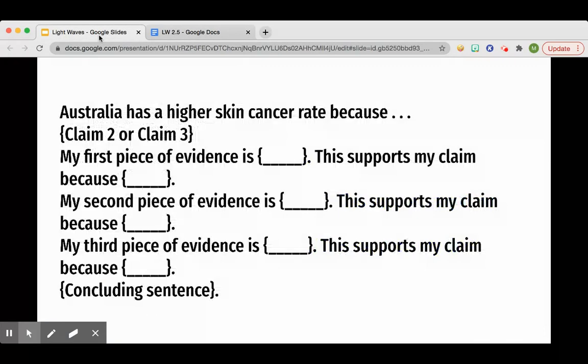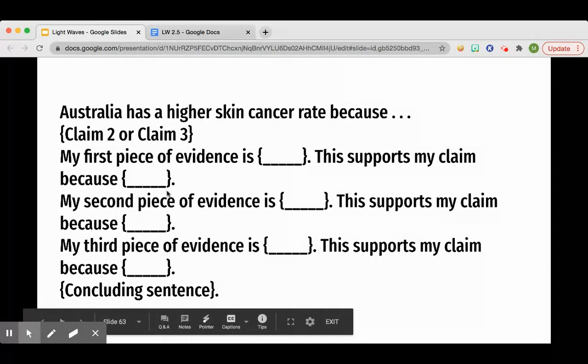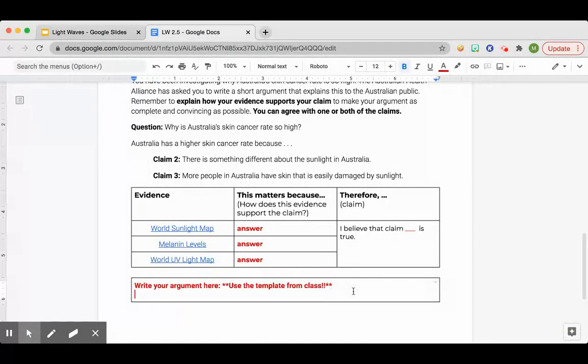The template you can use is here. Australia has a higher skin cancer rate because claim 2, claim 3, or both. My first piece of evidence is this. This supports my claim because this. Second piece, third piece, and a concluding sentence will be your argument right here.